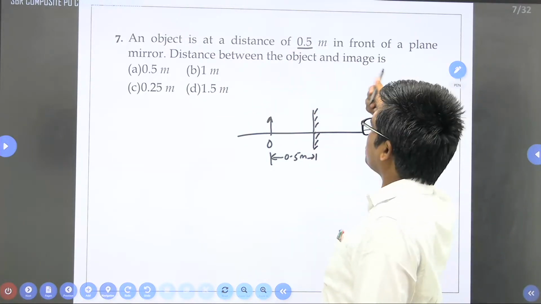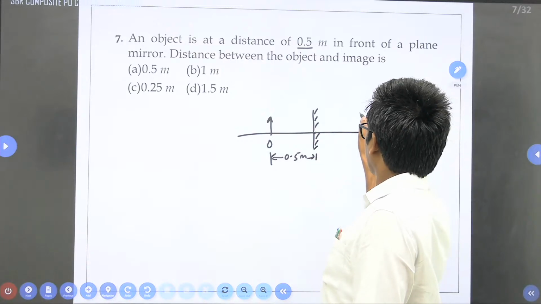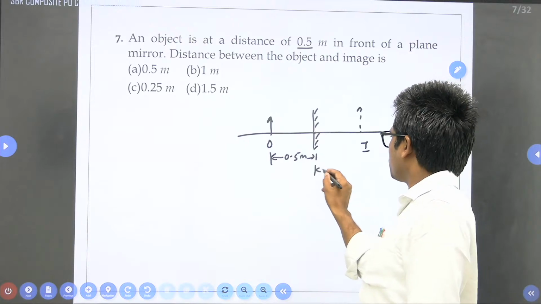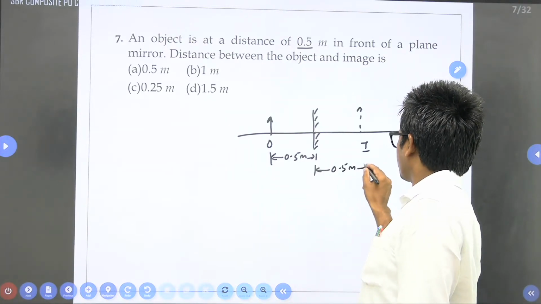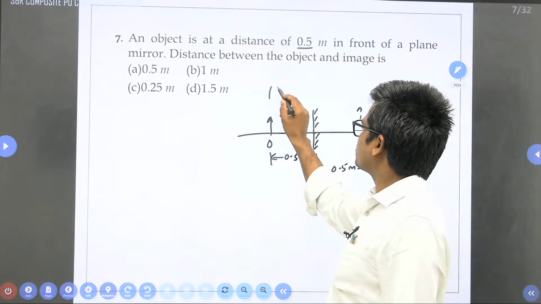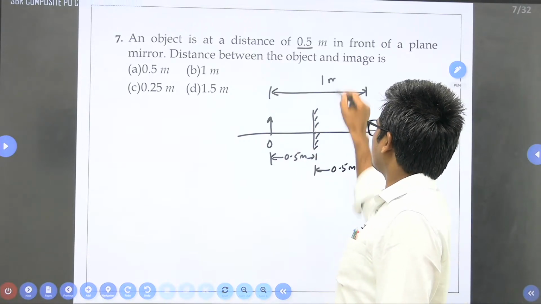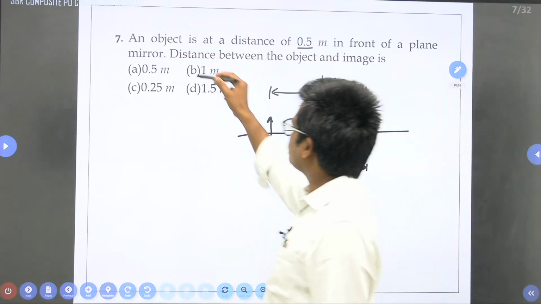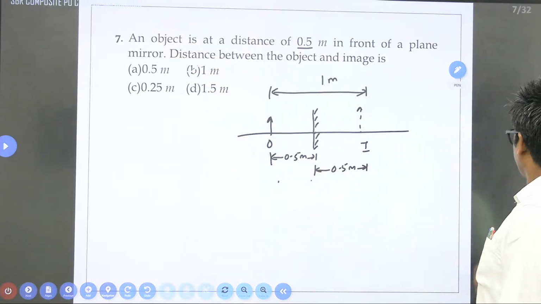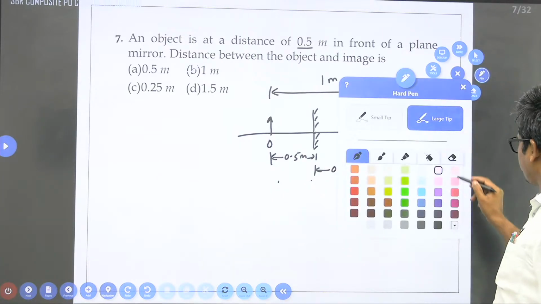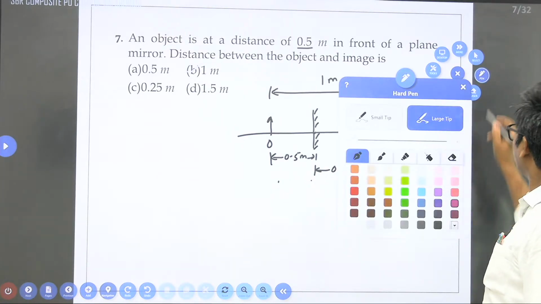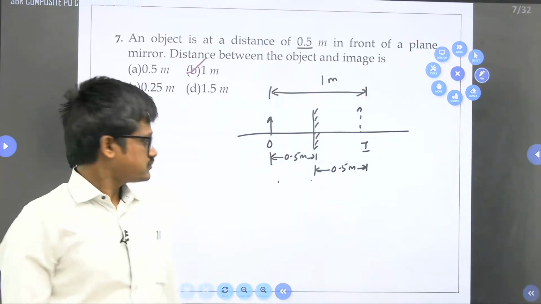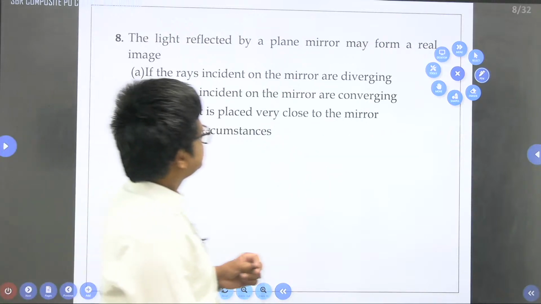The distance between the object and the image is, okay, if the object is here, the image will be here. This is the image. The object distance and image distance will be equal, no? This is also 0.5. What is the distance between object and image overall? Here to here 0.5, here to here 0.5. So it is 1 meter. 1 meter is the answer. Okay. Now, done. Let me take the next one.